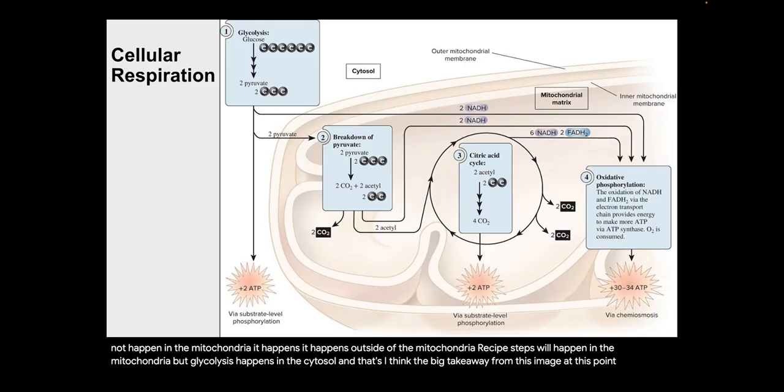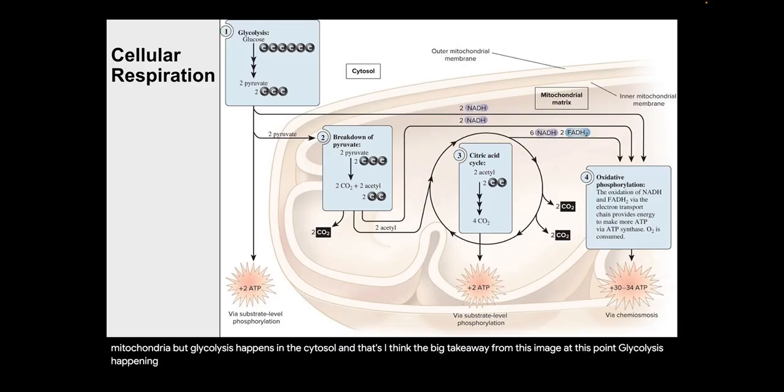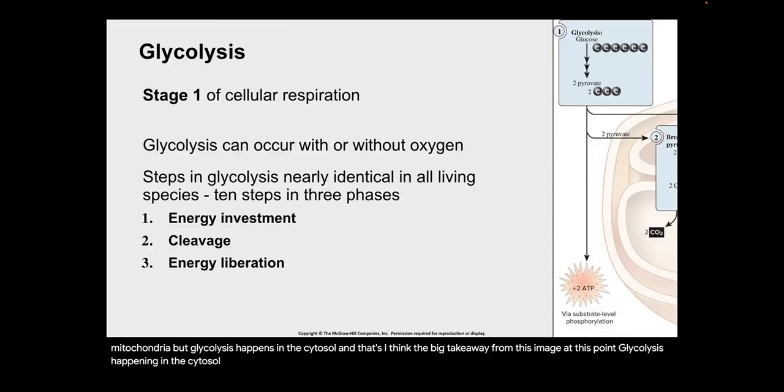All right, so glycolysis happening in the cytosol. That is stage 1 of cellular respiration. And like we mentioned, glycolysis can happen with or without oxygen. If there is no oxygen, we will end at glycolysis. If there is oxygen, we will move on to the next 3 steps.